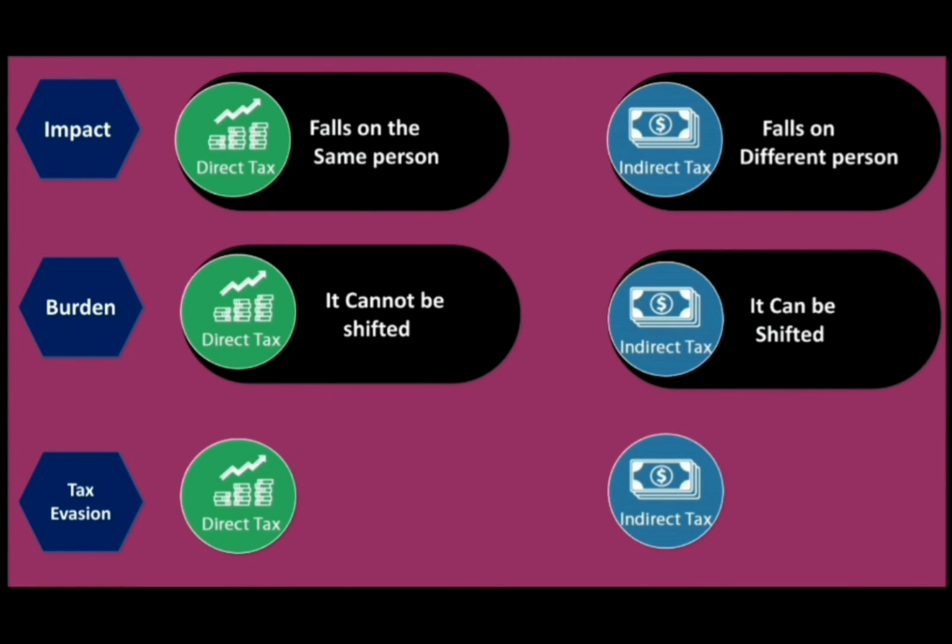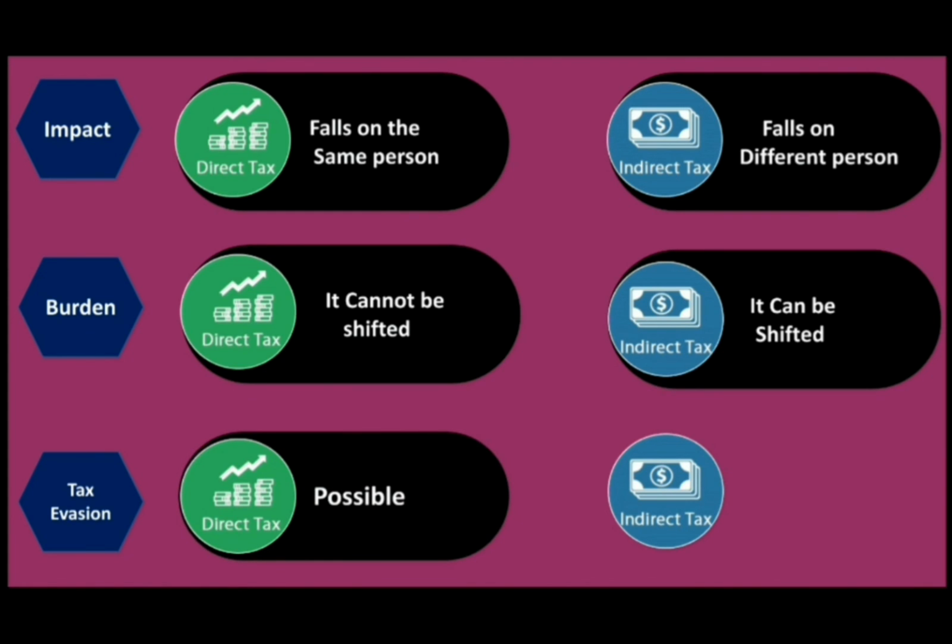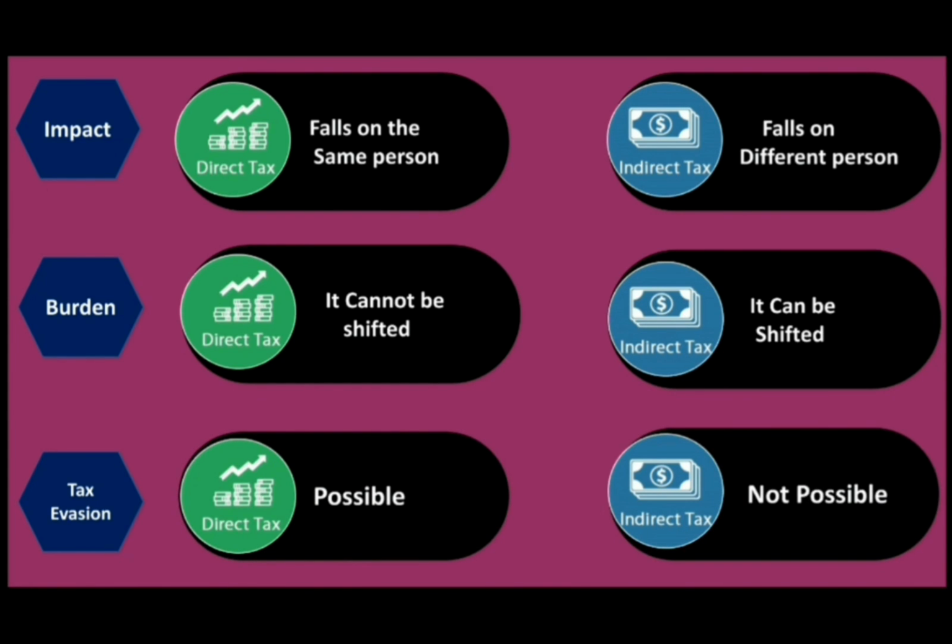And the last one is tax evasion. Tax evasion refers to the various activities in which an individual or a business entity avoids paying the tax due, in part or in full. In direct tax, it is possible, and in indirect tax, it is not possible.